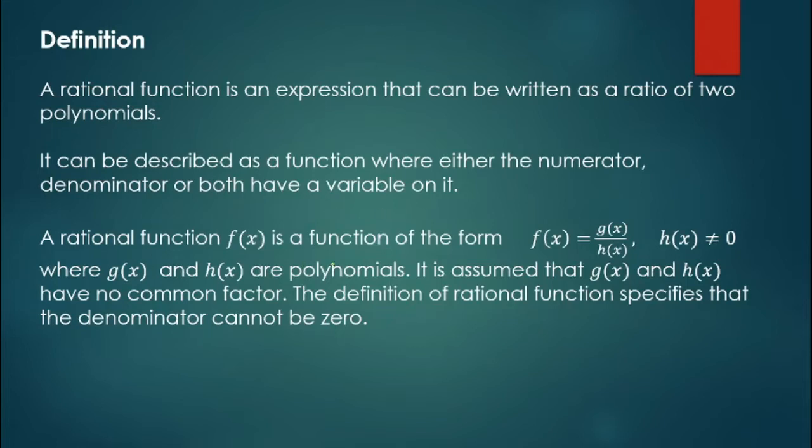So a rational function is a function of the form f of x is equal to g of x over h of x. So h of x must not be equal to 0. So bakit po? Kasi kapag nag-0 ang ating h of x, which is the denominator, magkakaroon tayo ng undefined na sagot. So sabi dito, the definition of a rational function specifies that the denominator cannot be 0.